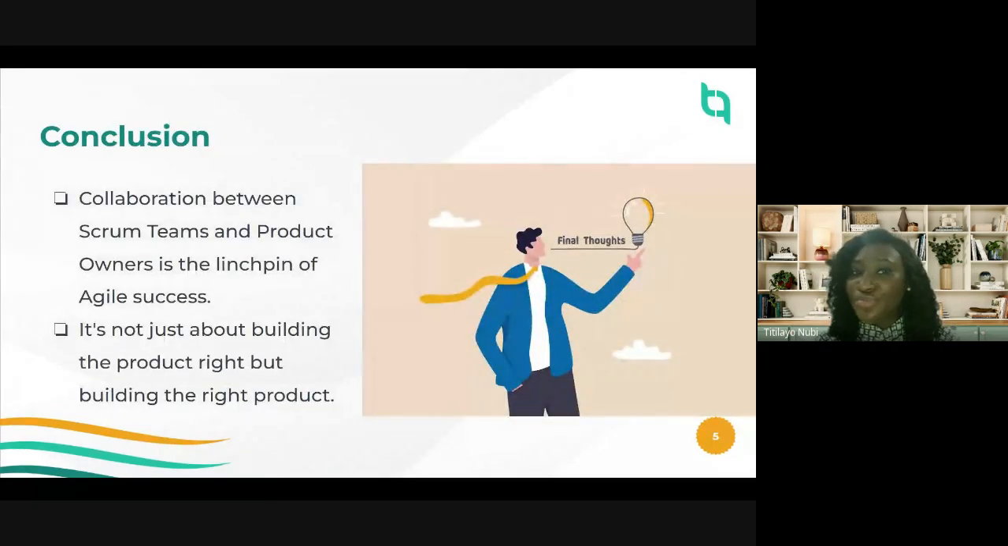In conclusion, collaboration between Scrum Masters and product owner is a linchpin of agile success. It's not just about building the product right, but it's about building the right product. When you build the right product, you have the right customer. And once you have the right customer, they are willing to pay for the service you are offering them. And when they are willing to pay, you have lots more in terms of revenue generation, in terms of profit, in terms of investors, in terms of whatever.